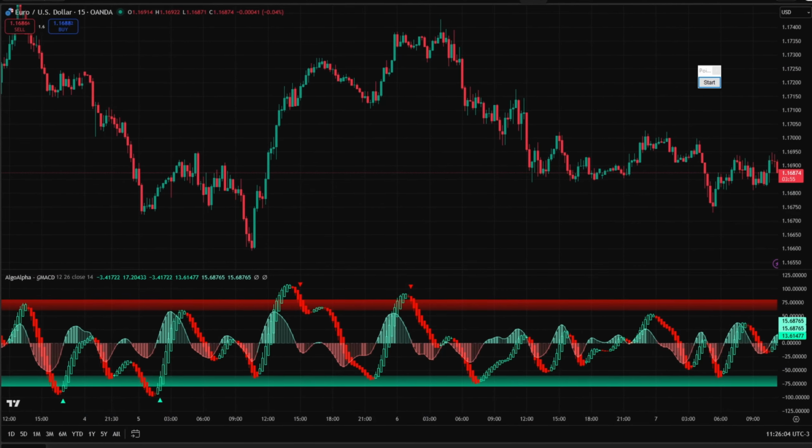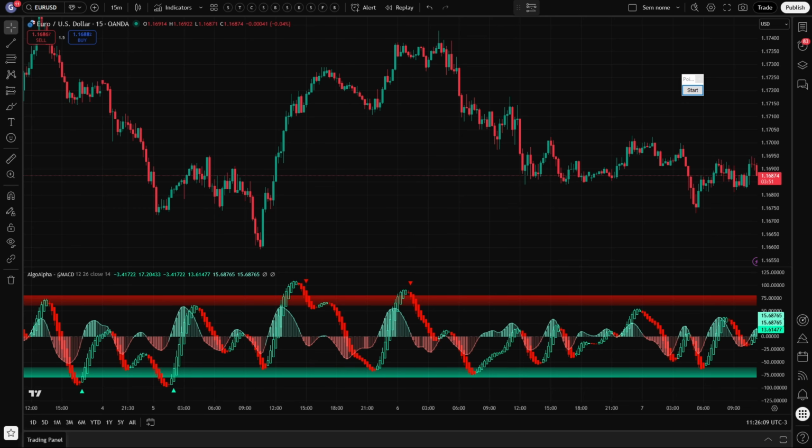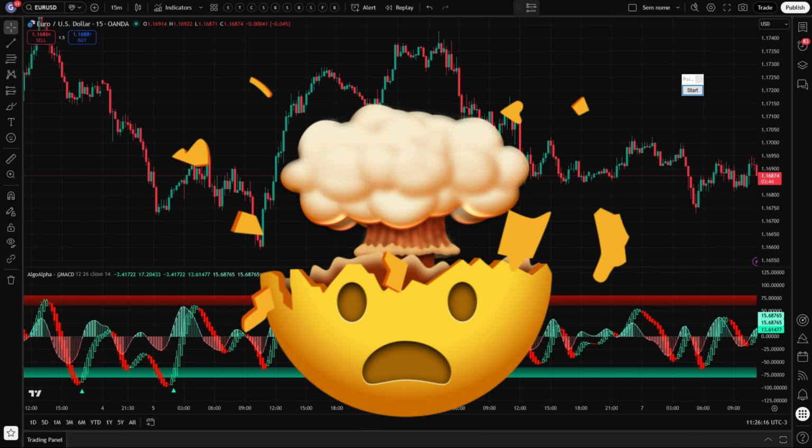than the traditional MACD. This indicator was created by Algo Alpha and uses an advanced concept called the normalized Gaussian filter, which completely changes how the MACD behaves on the chart. So let's get straight to the point.